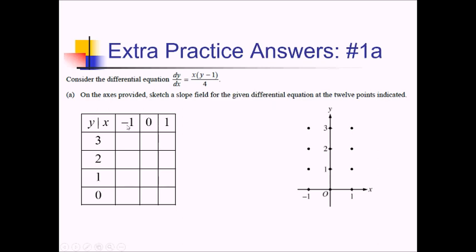Starting here, I have the x value -1, and I'm plugging different y values in. With an x value of -1, we've got -1 times (3 - 1)/4. So that's -1 times 2/4, so that's -1/2. Now we've got -1 times (2 - 1)/4, so that's going to be -1/4. Next we have -1 times (1 - 1)/4. That's 0. And then this is going to be -1 times (-1)/4. That's positive 1/4. All right, so let's move on to the next one.